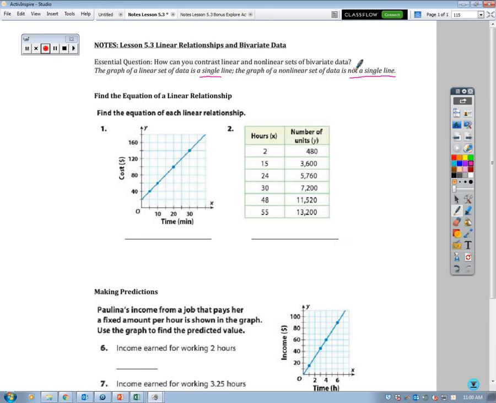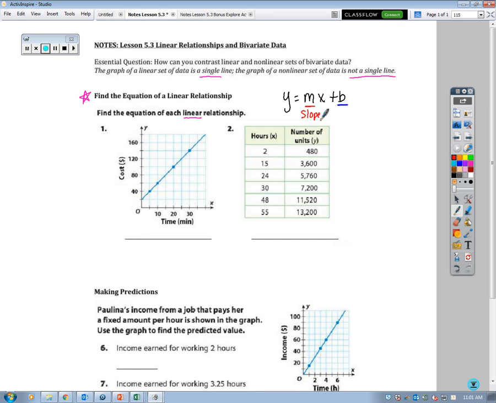So we've got a couple examples here that we're going to look at, and the first thing that we're going to do is find the linear relationship. And to do that, we're going to find the equation of each line and of each linear relationship. So we know these are linear, we know these will make a straight line. What it wants from the equation is our slope-intercept form, so our y equals mx plus b, where m is our slope and b is our y-intercept. Okay?